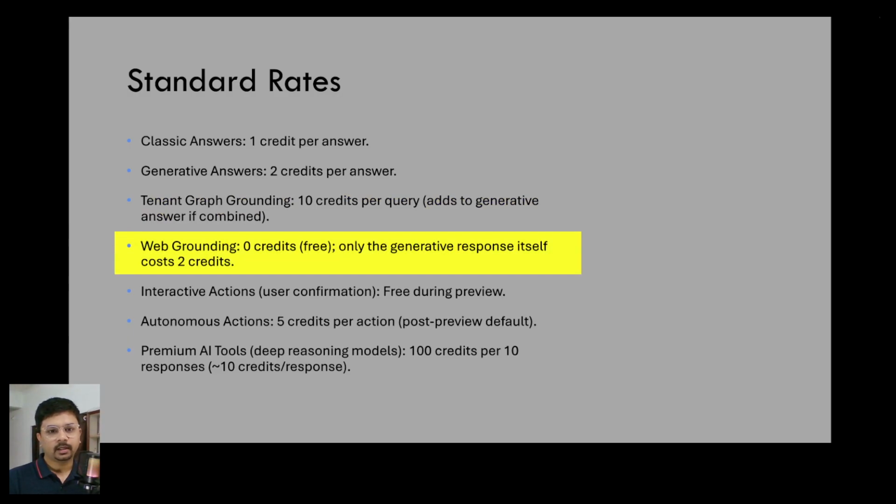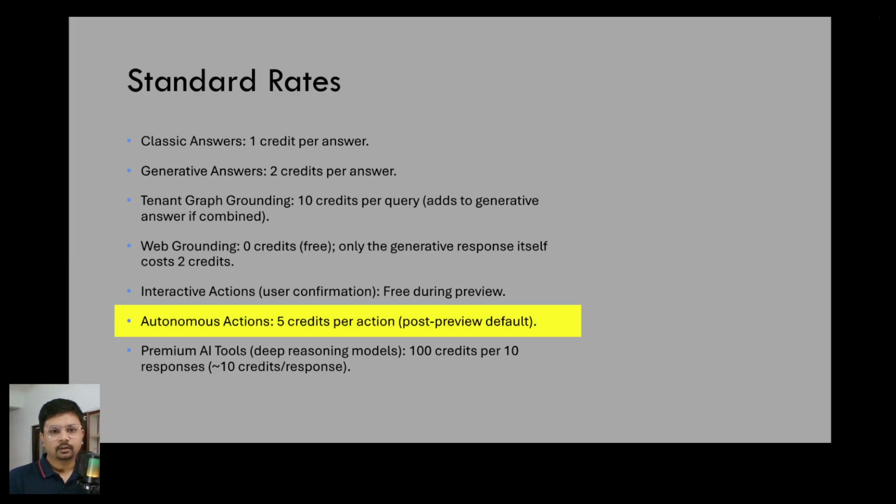Then we have the web grounding. Web grounding means you have knowledge sources that go online. Any online website costs 0 credits, but only in terms of searching. Retrieving the result and showing it to them costs 2 credits, because it will search the answer, right? But the agent has to respond to you. So that response is a generative action that costs 2 credits per answer, which we covered in the second point.